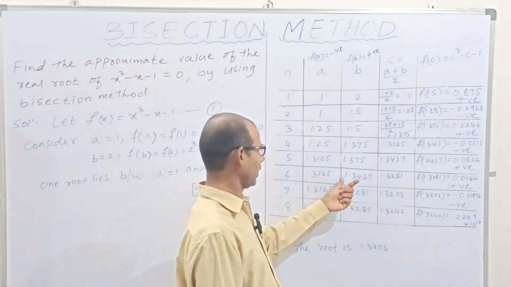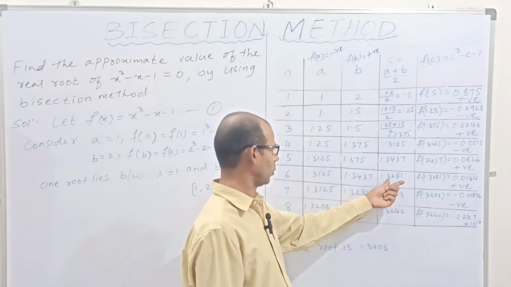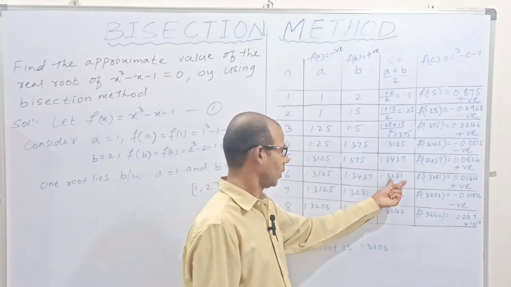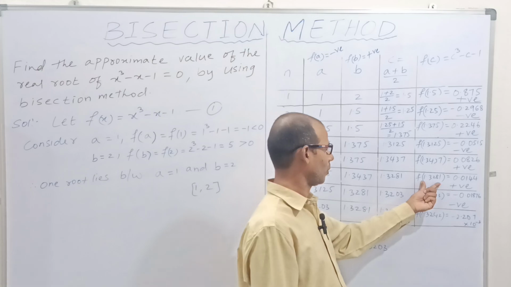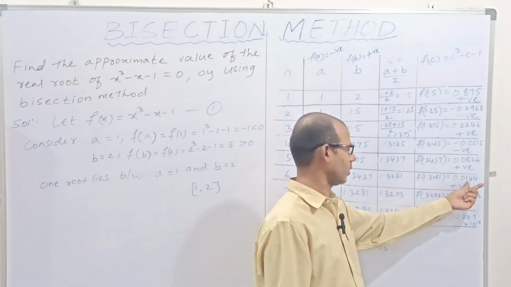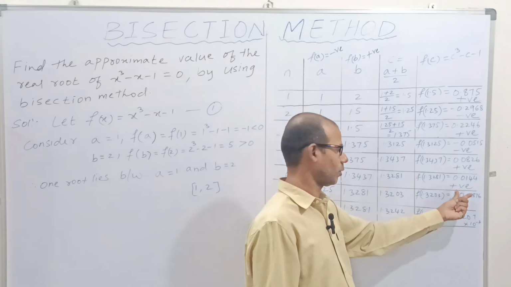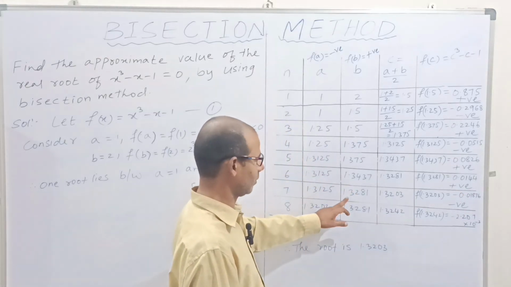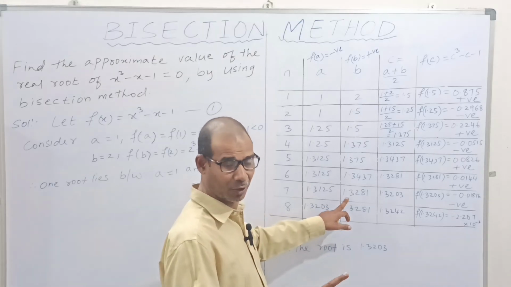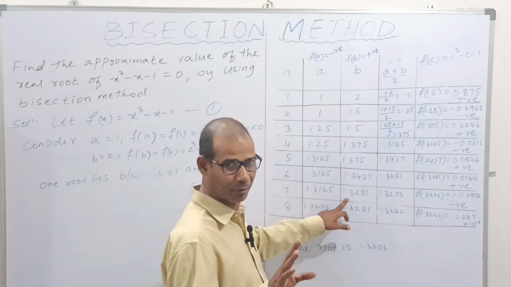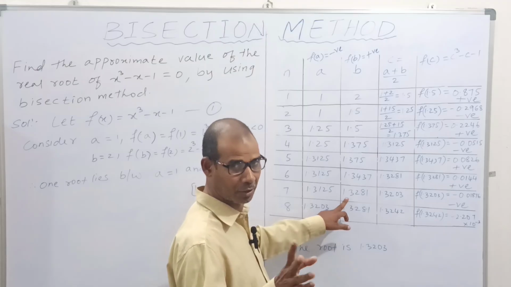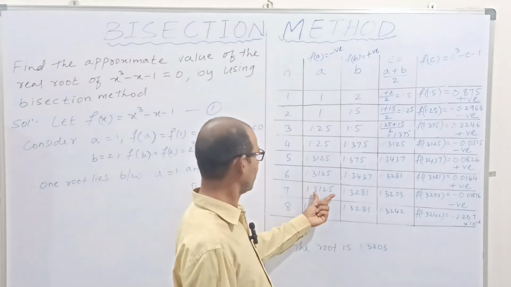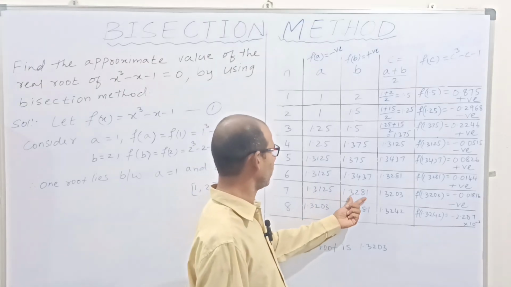Now this is A, this is B. Now C is equal to A plus B by 2. So we will get 1.3281. The function value at 1.3281 is 0.0144. Again positive. So again we have to replace B. A is the same, B is replaced, because we have to take only those two values of A and B for which the function values are of opposite sign. For this the function value is negative and for this the function value is positive.